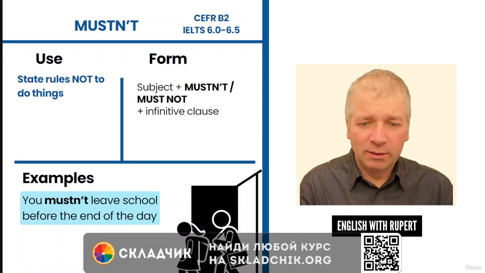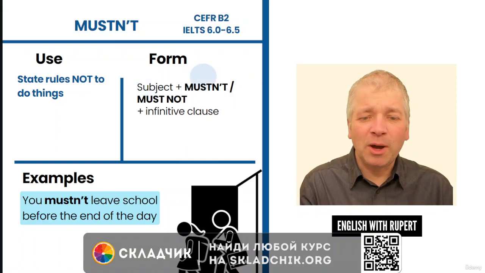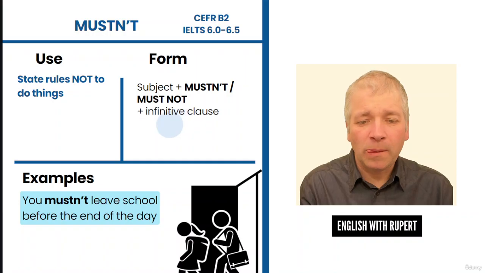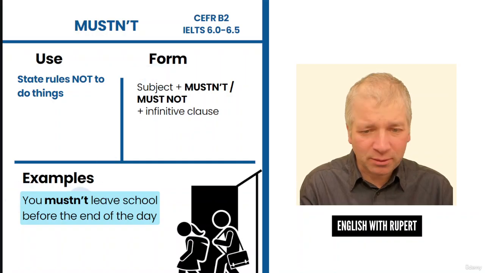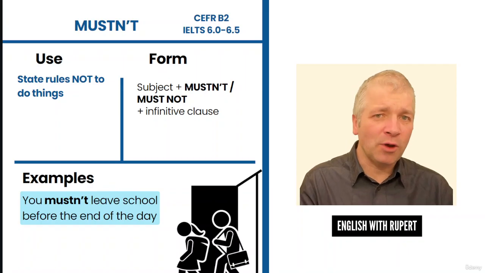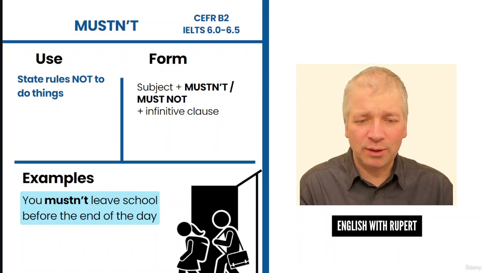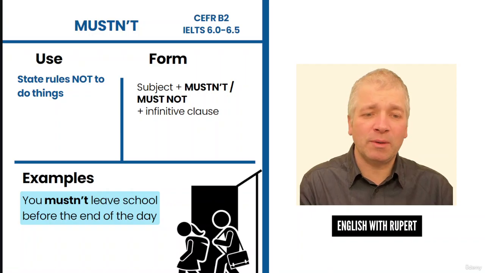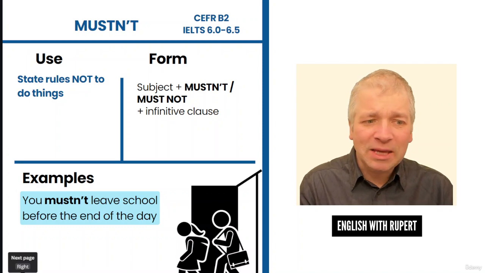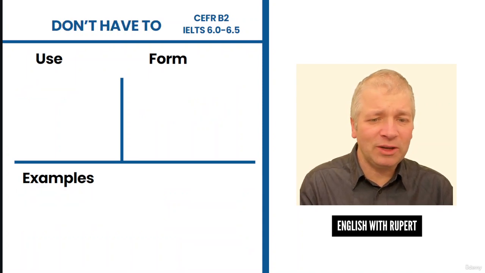The form is like this: subject followed by mustn't or must not, and then the infinitive clause. You is the subject, mustn't is the negative form of must, and leave introduces the verb that introduces the rest of the clause. And it's a rule not to do something. Now, negative obligation can be complicated in some situations.